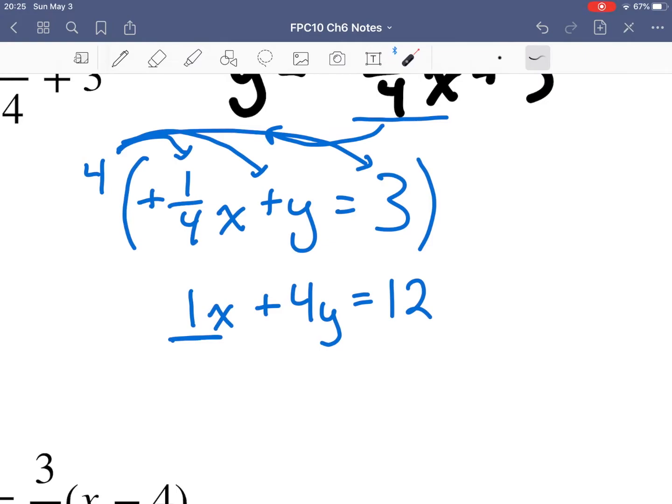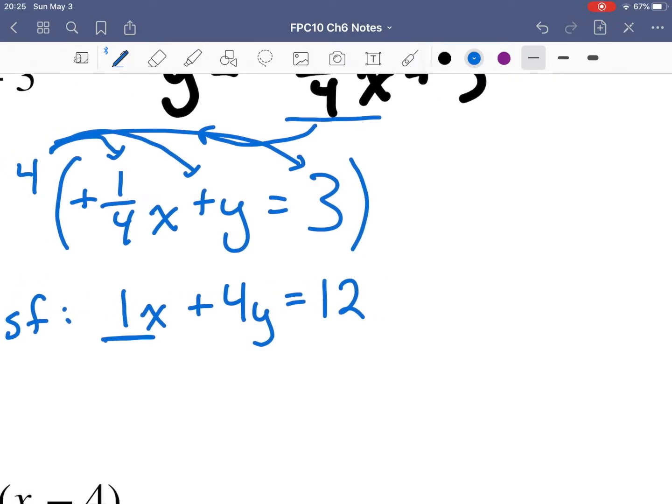Now, according to our restrictions, this has to be a natural number. It is. This has to be an integer. It is. This has to be an integer. And it is. This is standard form.